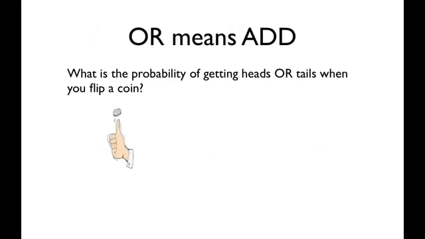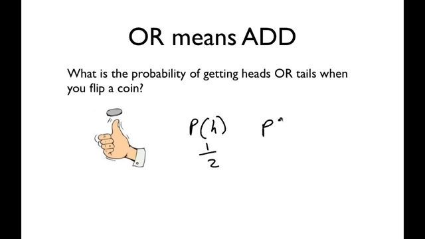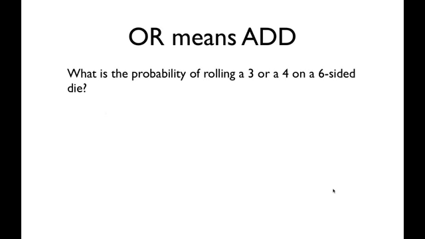Okay, what about the probability of getting heads or tails when you flip a coin? So let's look at that word or, the union. And I chose this because, of course, it's something that you intuitively know already. The probability of getting heads is 1/2. The probability of getting tails is also 1/2. But that or means you add them together. So the probability of getting heads or tails when you flip a coin is 1.